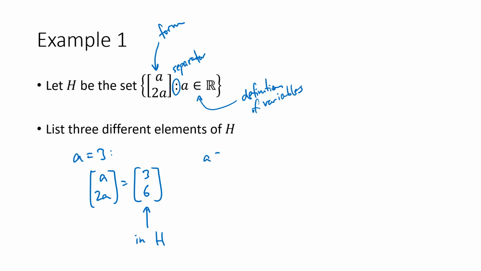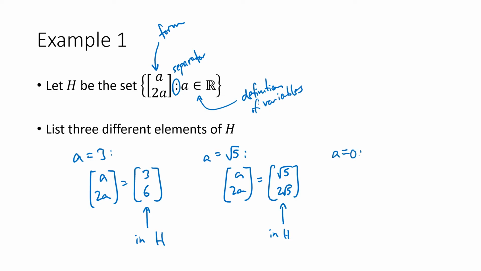So we could have A being the square root of 5, and then our vector A, 2A is just the square root of 5, and then 2 times the square root of 5. So that would also be in our set H. And then again, plenty of other examples. What if A is 0? Well, then our vector A, 2A looks like 0, and then 2 times 0, which is also 0, and that's another vector in our set H. So that's what the vectors in the set look like. That's what the form description tells us.